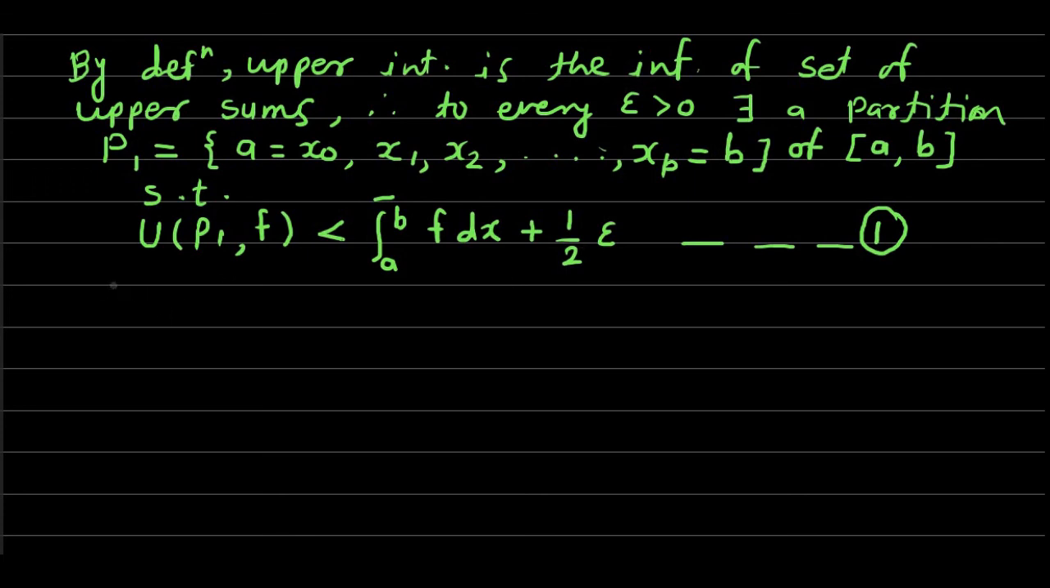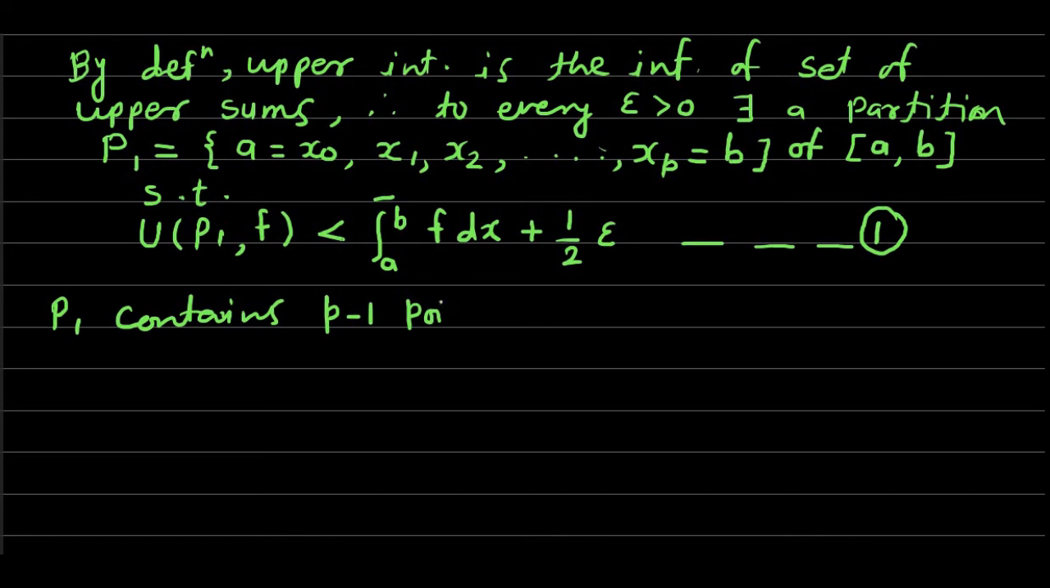So now if we consider the partition P1, then the partition P1 contains obviously p plus 1 points, and out of those, one point is a and another point is b, which means that other than a and b, partition P1 contains p minus 1 points.